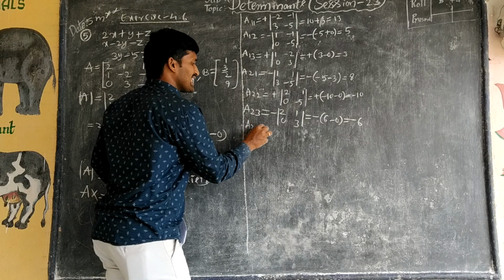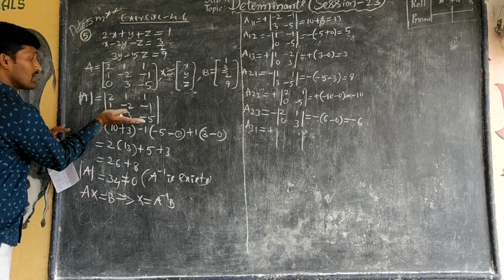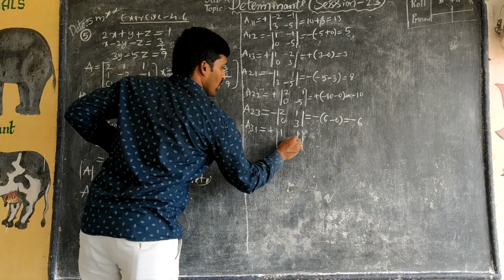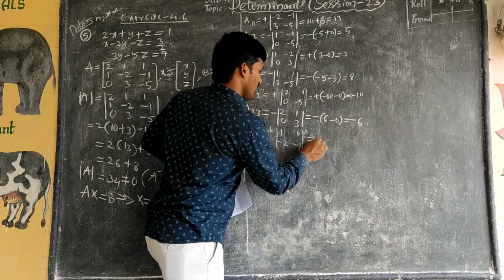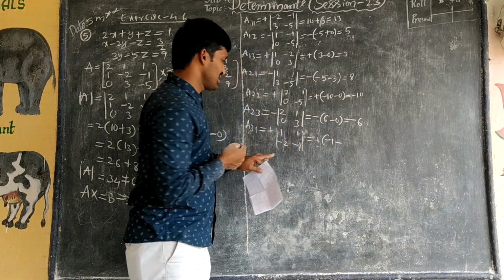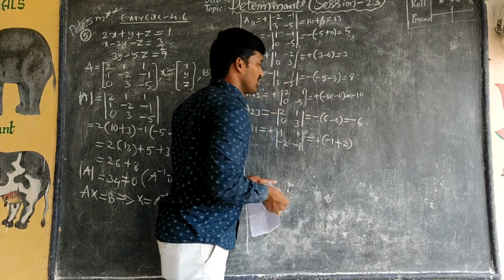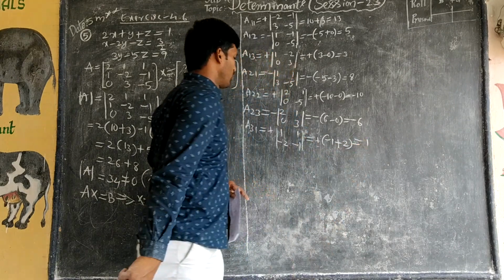Now coming to the next, A31. A31 means sign is plus. Delete third row, first column. 1, 1, minus 2, minus 1. Plus of minus 1, minus 2 into 1, minus 2. Minus of minus plus 2. Minus 1 plus 2 is clearly 1. That is equal to 1.